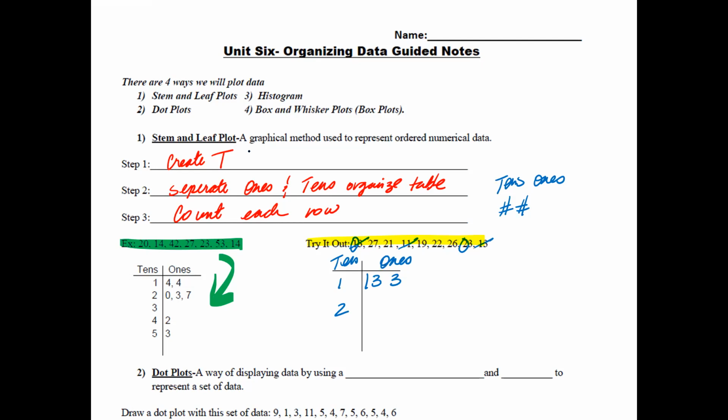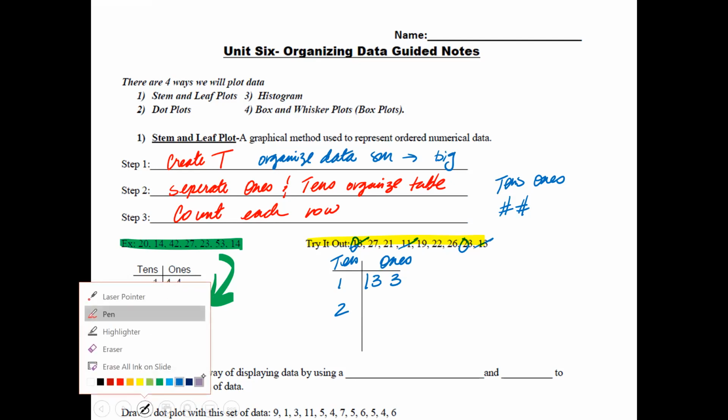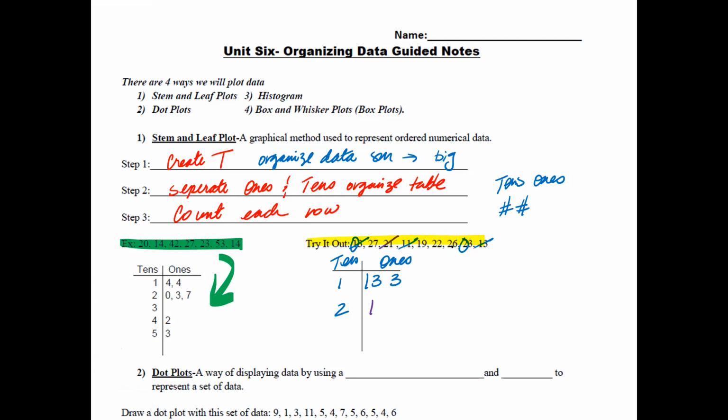And so it would really help me if I go ahead and organize my data from smallest to biggest, so that way I'm not missing anything. And then as I'm looking at the remaining numbers here, I have 21, so put a 1 there.